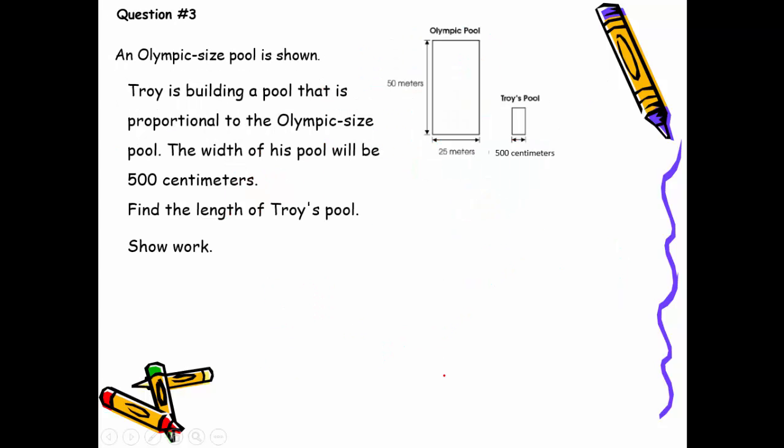Let's try another one. An Olympic-sized swimming pool is shown. Troy is building a pool that is proportional to that Olympic-sized swimming pool. The width of his pool is 500 centimeters. Find the length of Troy's pool. So he's making a little model or a little scale drawing. So we're doing drawing over actual. Let's take a look. His drawing is in centimeters. The actual Olympic-sized swimming pool is in meters.